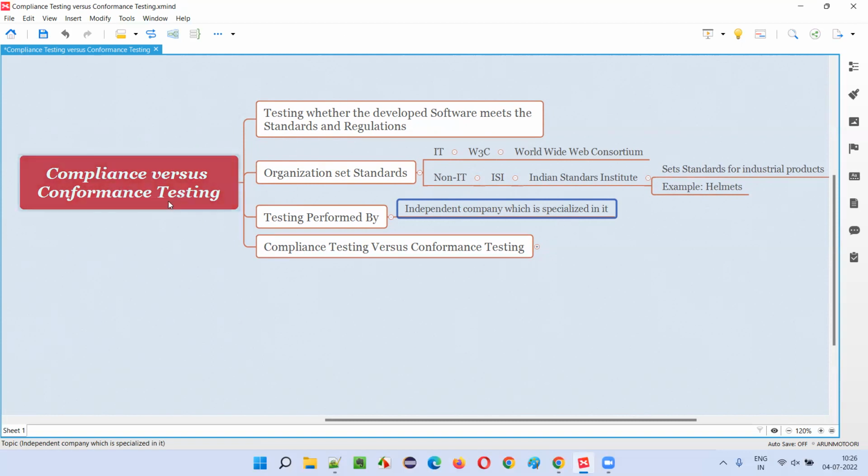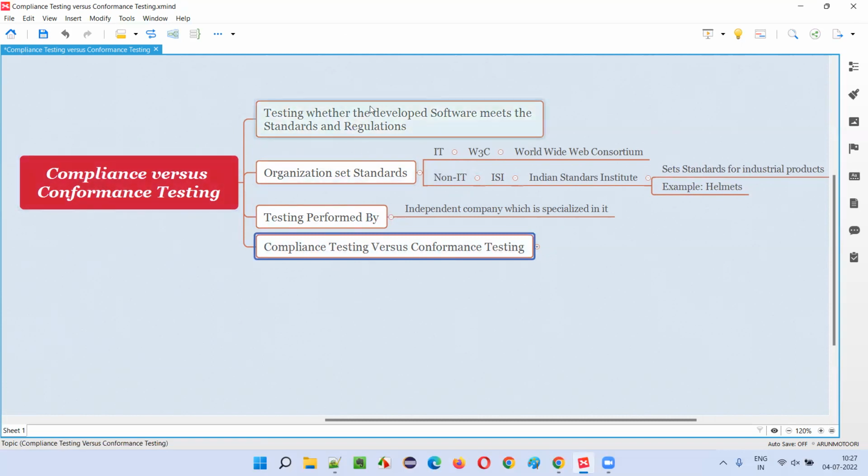So compliance testing or conformance testing is not generally done by general companies, but by independent companies who are specialized in testing or checking the standards and regulations of a software. It's also software testing only, but only specialized companies will do that. So it will be outsourced. The work will be outsourced to such specialized, independent software companies, which are specialized in testing software developed according to the required standards and regulations. Okay, fine.